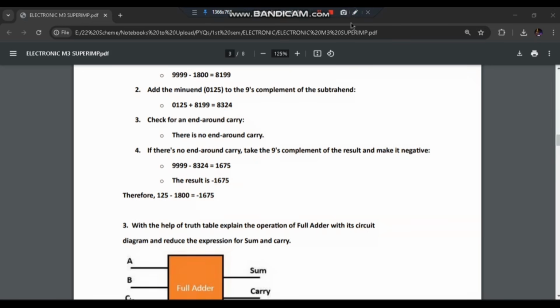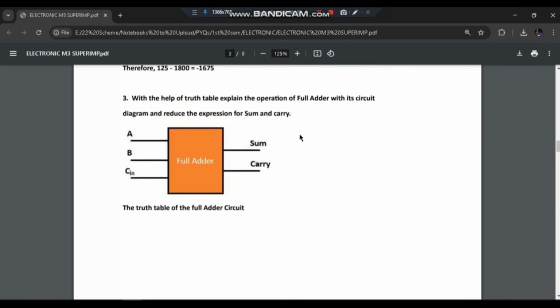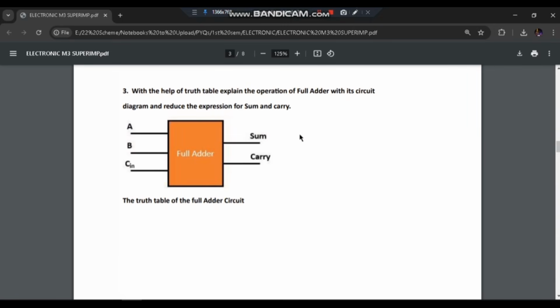Okay, this is how you do the nines complement method. Don't miss this question. Okay, solve a few more questions from the same topic. Next, with the help of a truth table, explain the operation of a full adder along with its circuit. So this is also a very important question.